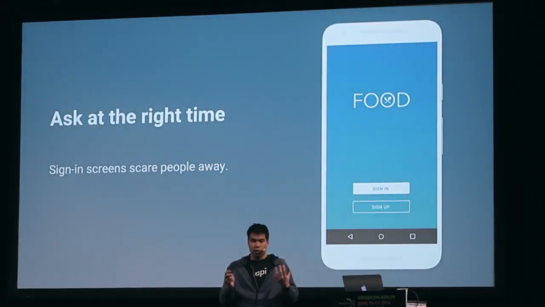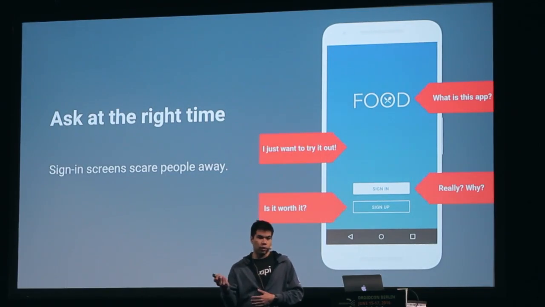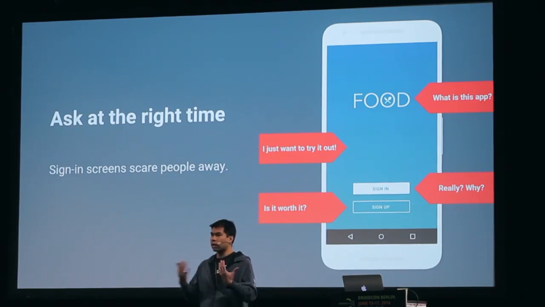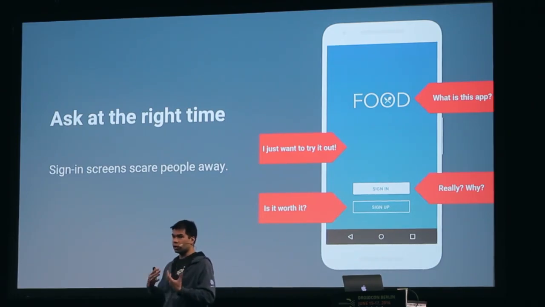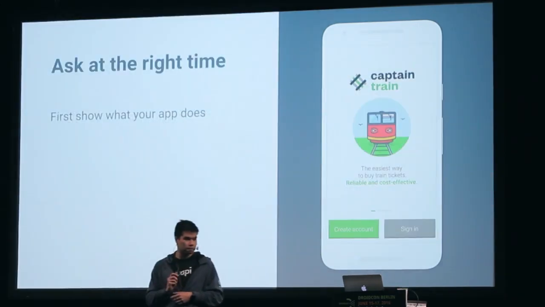The first kind of almost common sense principle is asking at the right time. And it's the experience that I talked about at the beginning, that when someone opens up a new app and they see this first screen, they're always wondering, what is this about? What do I get out of providing information here to sign in or to sign up? And so there's really a couple simple things you can do.